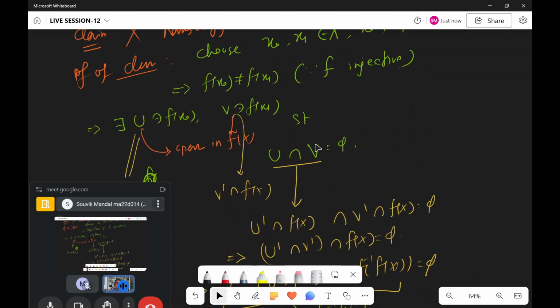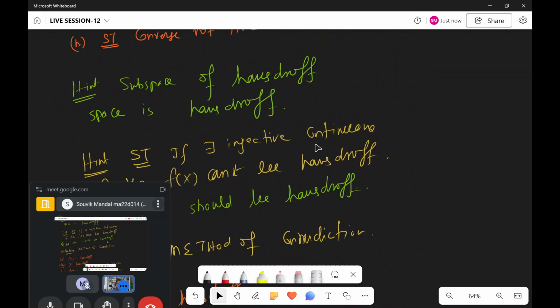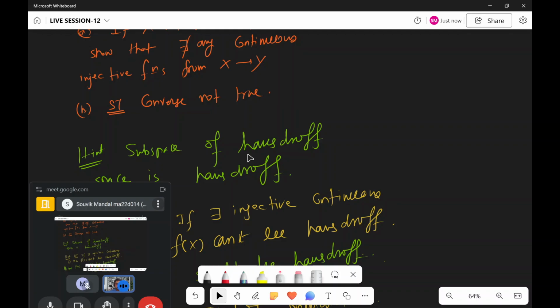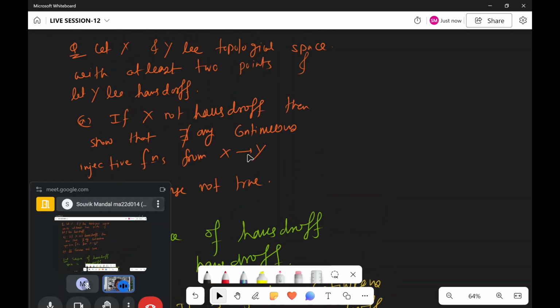Let me re-explain this. There are two parts of the question, and till now I have only solved the first part. Before going to the next part, let's first re-explain this, because this is quite tricky. The question is: suppose X and Y are two topological spaces having at least 2 points, and Y is Hausdorff. If X is not Hausdorff, then show that there does not exist any injective function from X to Y.